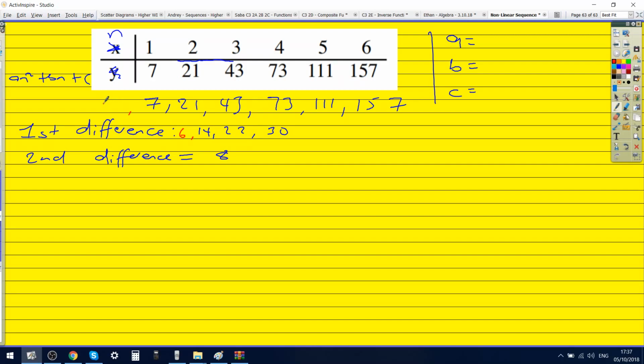So then 7 take away 6 is 1. Yeah. And so it's 1 plus 6, 7. 7 plus 14, 21. 21 plus 22, 43. Okay. What's next?